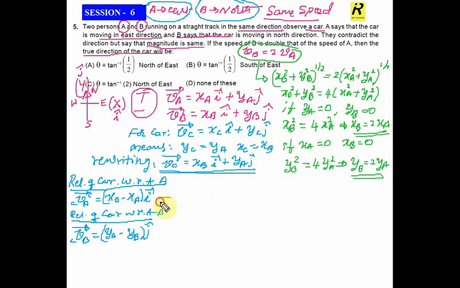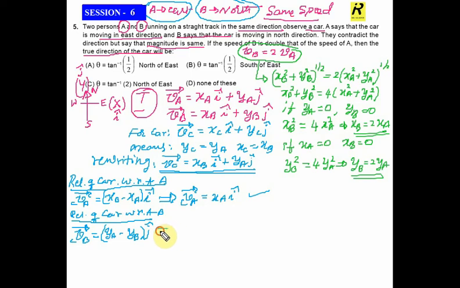So this equation is finally rewritten as VCA vector equals, XB is 2 times XA, so 2 XA minus XA is XA into I cap. So this is good, this holds. Because XA means X is the only available coordinate for VCA. That means the car is moving with respect to A only along the X direction, that is east. So this is correct, what is said in the question is right.